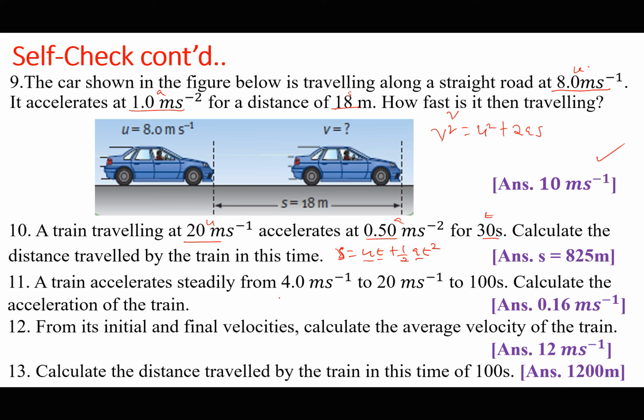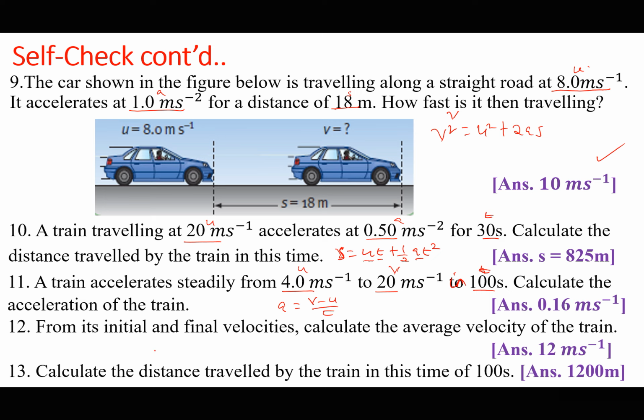A train accelerates steadily from 4 meters per second to 20 meters per second in 100 seconds. So the time is 100 seconds. Calculate the acceleration of the train. So this is initial velocity, final velocity, acceleration. So we want, sorry, this is time. So acceleration is equal to final velocity minus initial velocity over t. I think that one is direct.